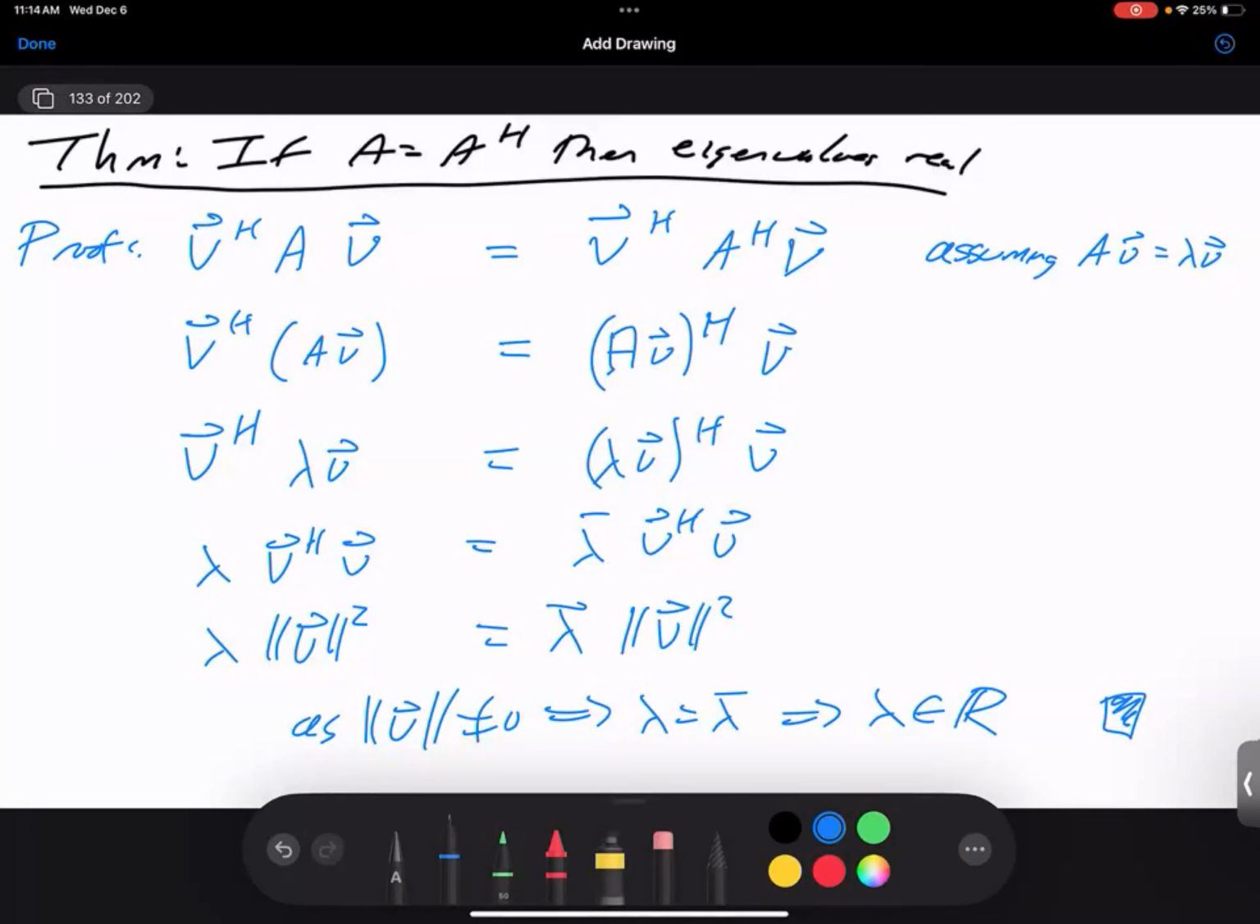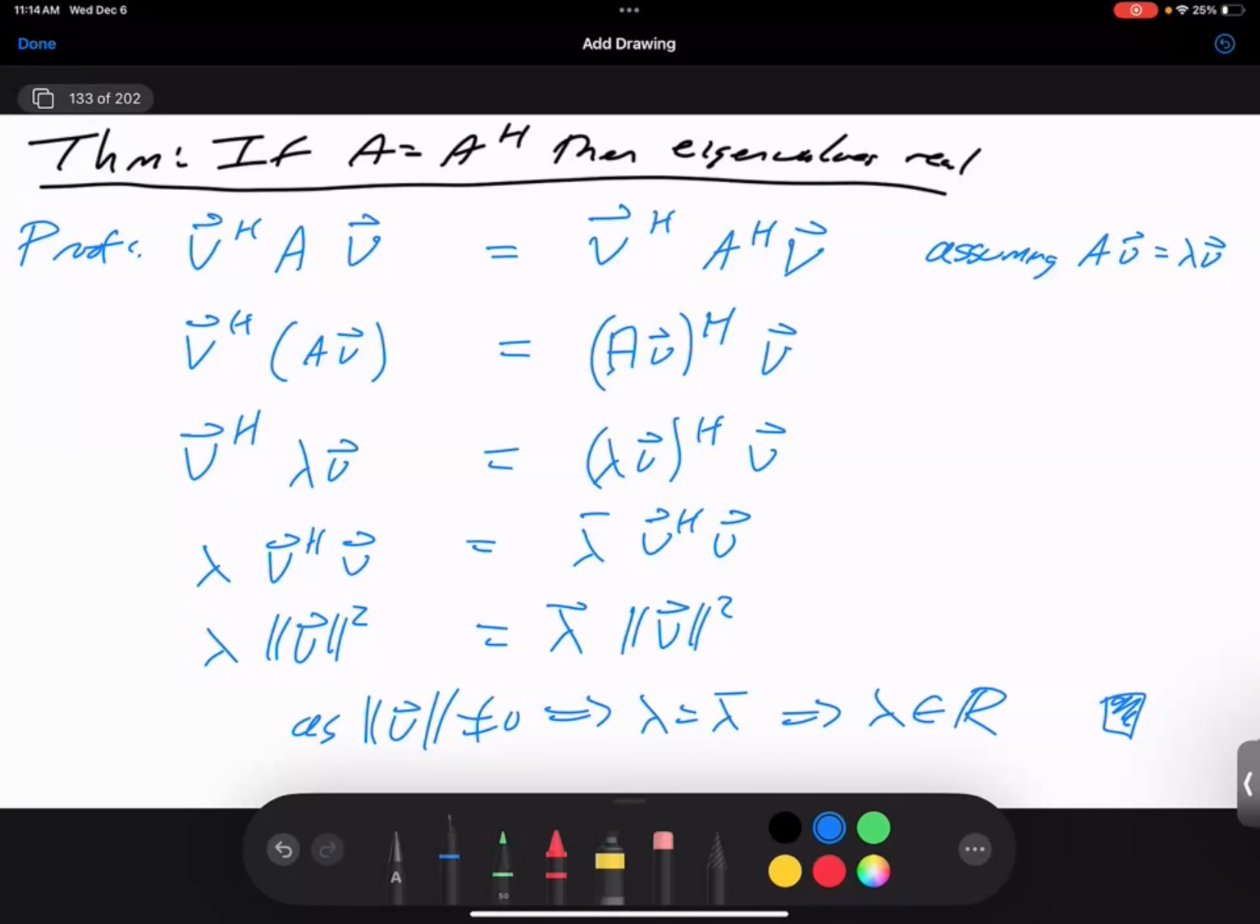So the eigenvalues of real matrices are real. The eigenvalues of complex Hermitian matrices are real. You can ask, what's the most general class of matrices that have real eigenvalues? And it's a nice question to investigate.